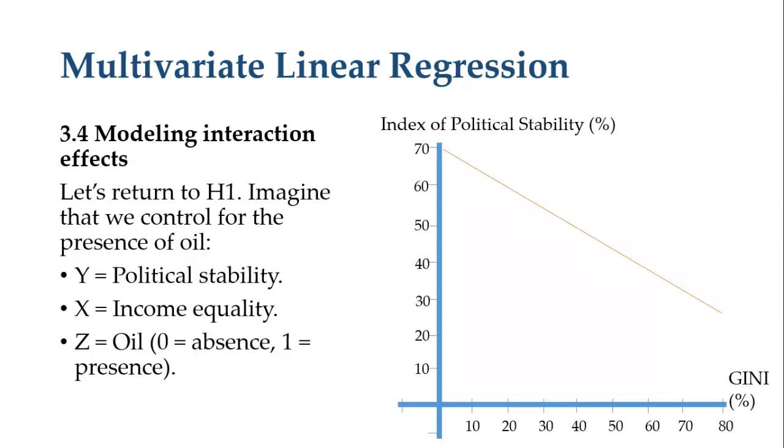So let's return to hypothesis 1. Let's say that we are trying to explain political stability with income inequality.